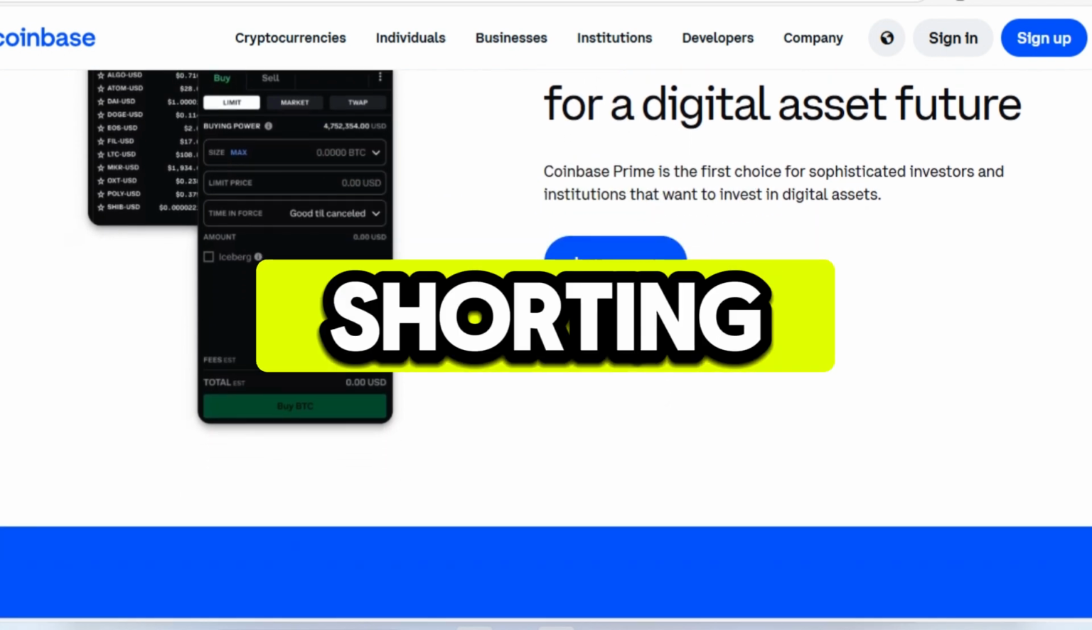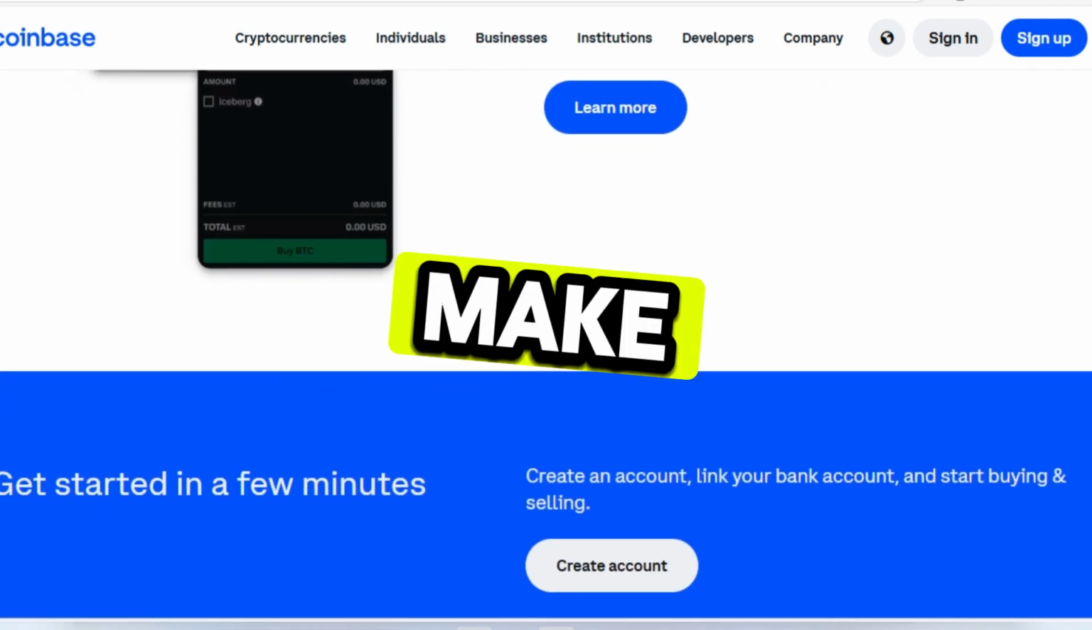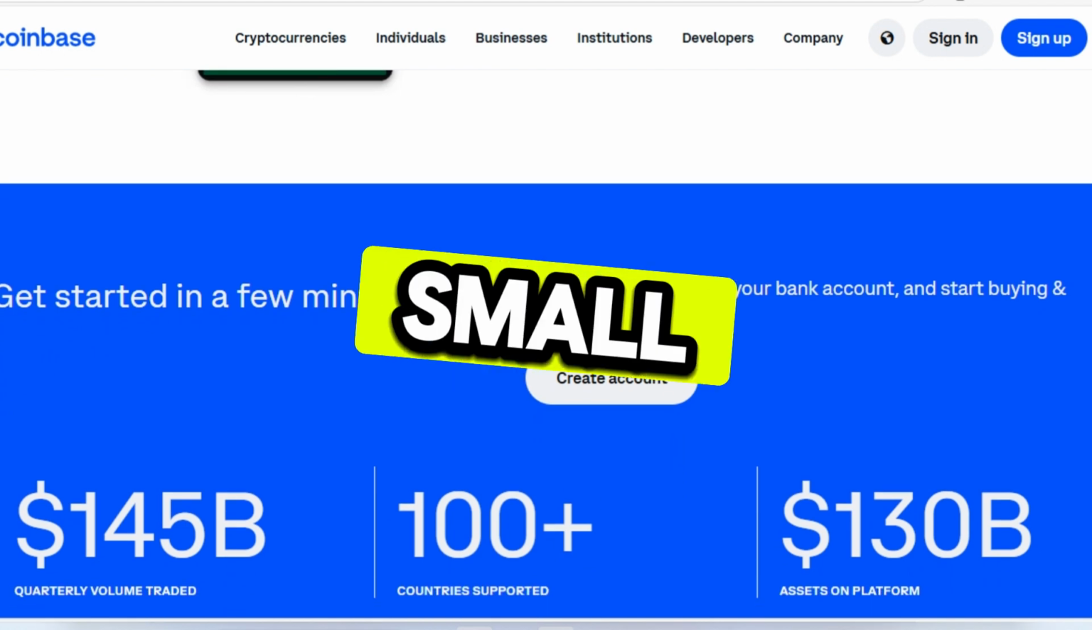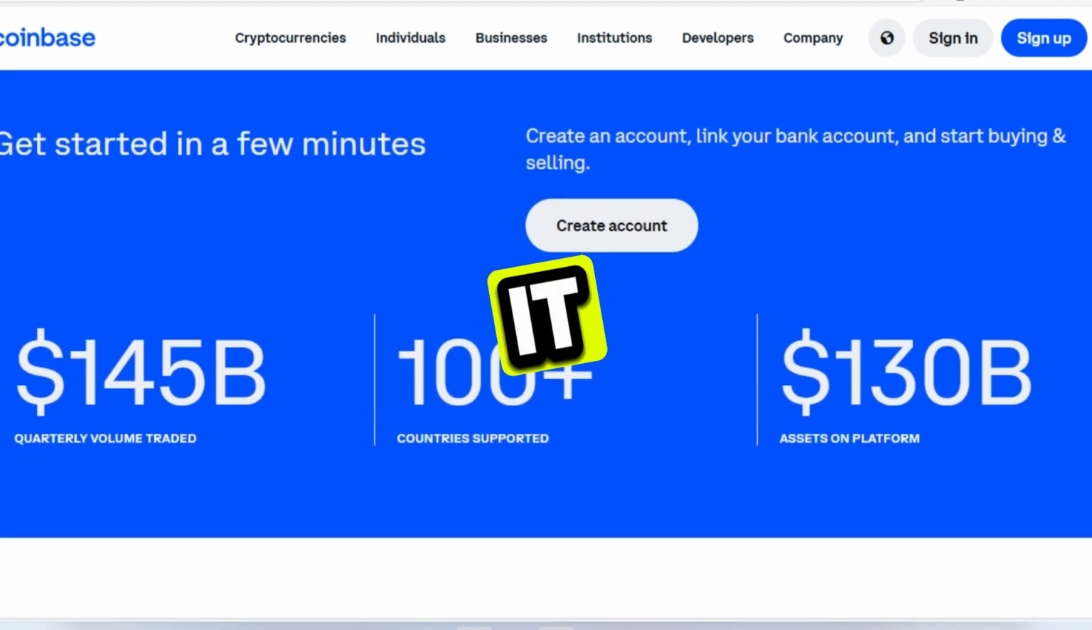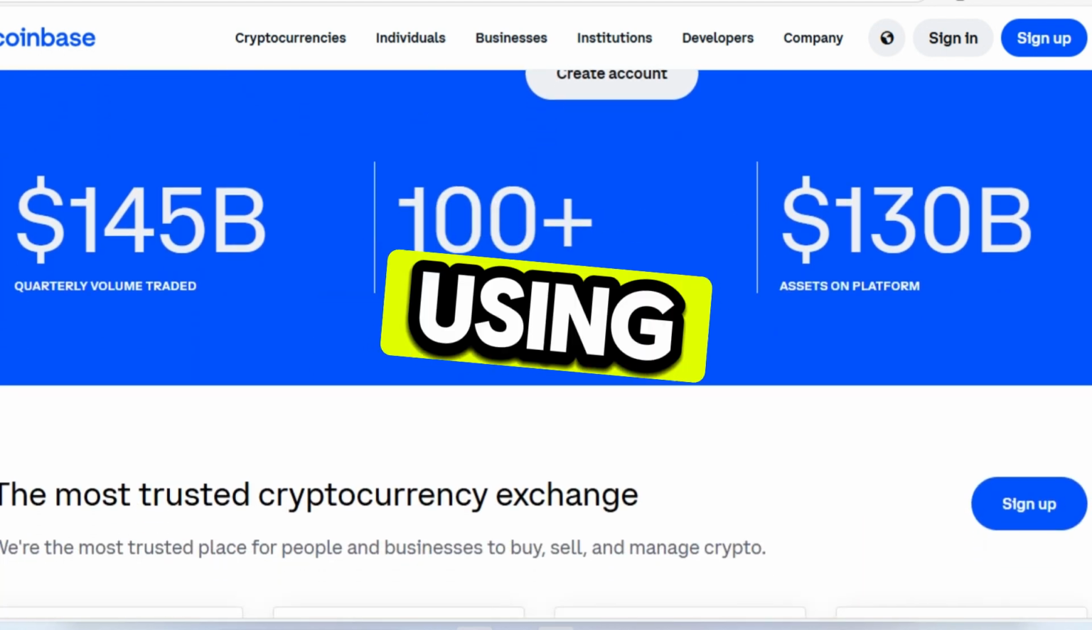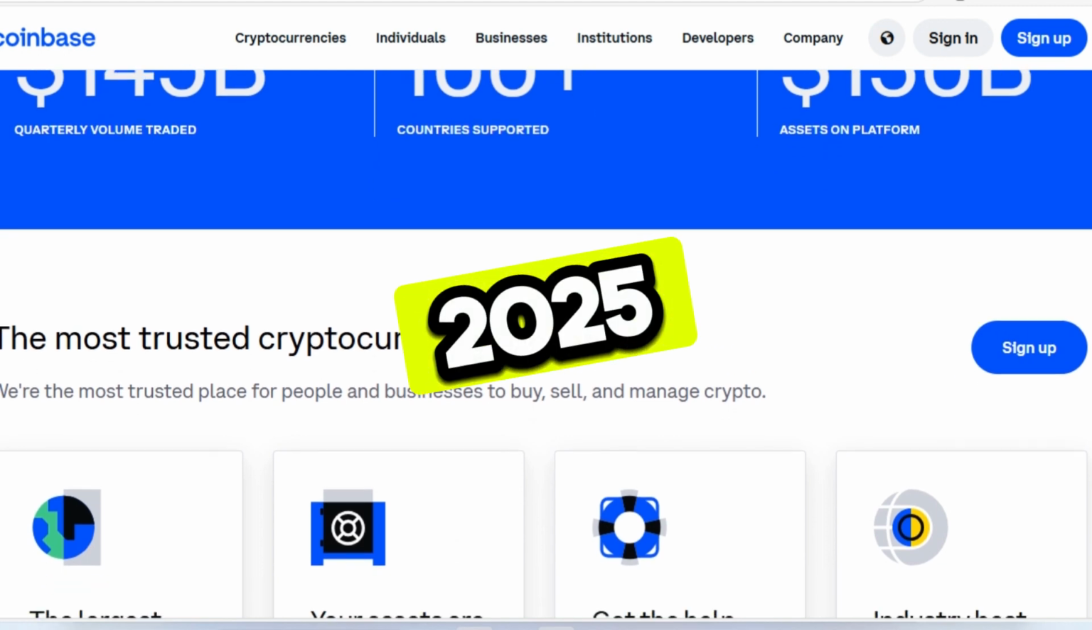Warning: shorting is not beginner-friendly. Make sure you understand the risks and start with small amounts. And that's it. Now you know how to short crypto using Coinbase connected tools in 2025.